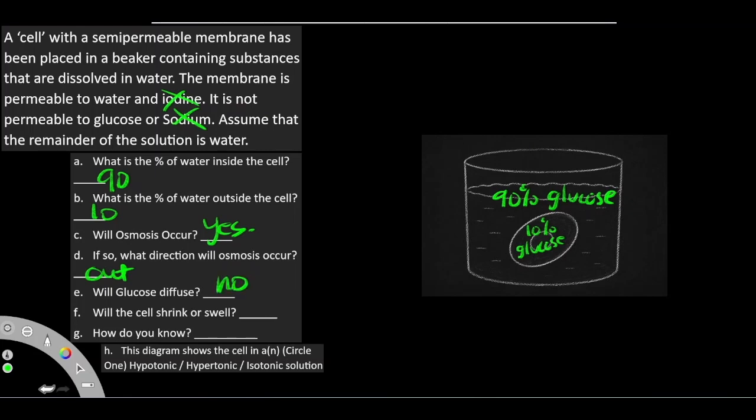So answer is no. F, will the cell shrink or swell? Obviously it's going to shrink. Because if all the water gets out, it's going to shrivel up and this thing's going to get smaller. It's lost all that volume of water. How do you know? Because obviously the water, like I said, has to alleviate that stress of high concentration of glucose on the outside. So I'll say to achieve equilibrium.